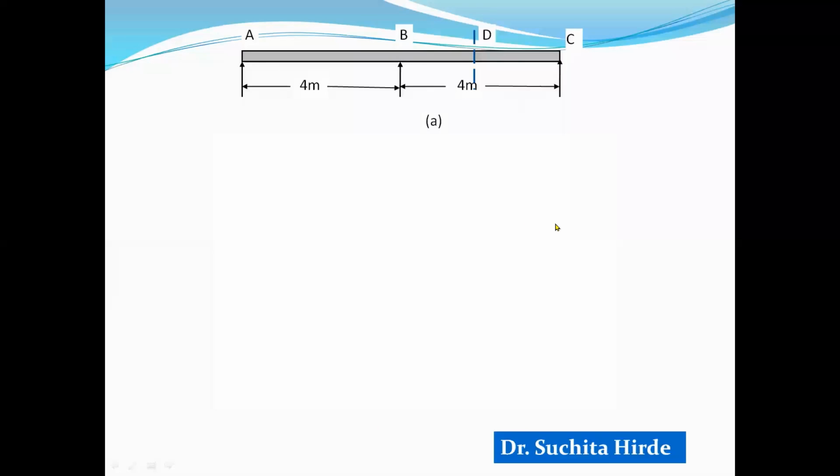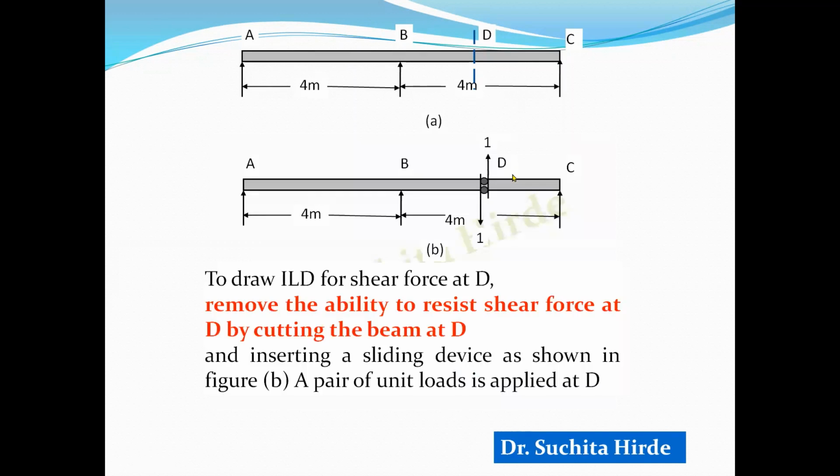Now let us apply this Muller-Breslau principle to draw the influence line diagram for shear force at section D. So first of all, we have to remove its ability to take the shear force at section D. So let us see how we can do this. To draw influence line diagram for shear force at D, first of all, we have to remove the ability to resist shear force at D by cutting the beam at section D.